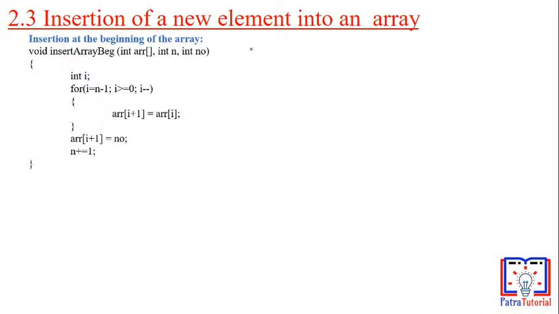Let me take one array here. Suppose the array has a total of 5 elements, and the elements are 10, 20, 30, 40 and 50. The name of the array is ARR. Let me write here ARR, and this is the 0th index, this is first, second, third and fourth index.